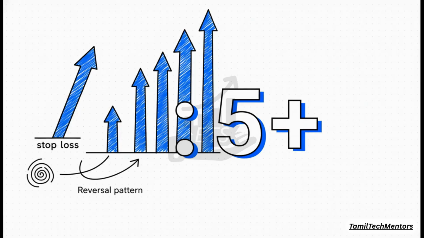Now, because your entry is so sharp and your stop loss is so tight, the potential risk to reward on these trades is just phenomenal. It's not uncommon to find setups that offer 5 to 1, 10 to 1, or even higher. And why is that? Because you're not just guessing a reversal. You are literally entering at the precise moment the market has shown you its hand.